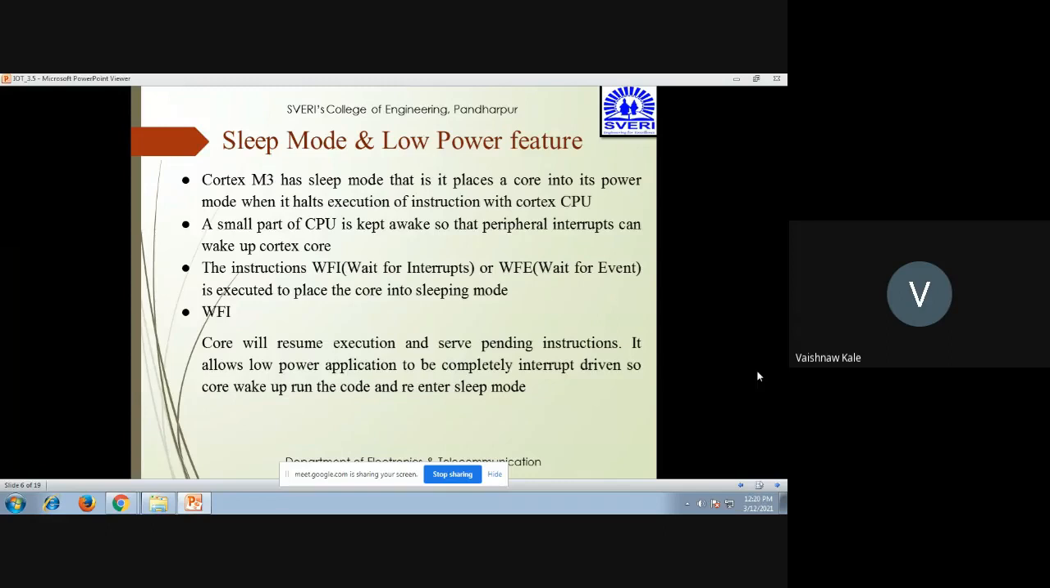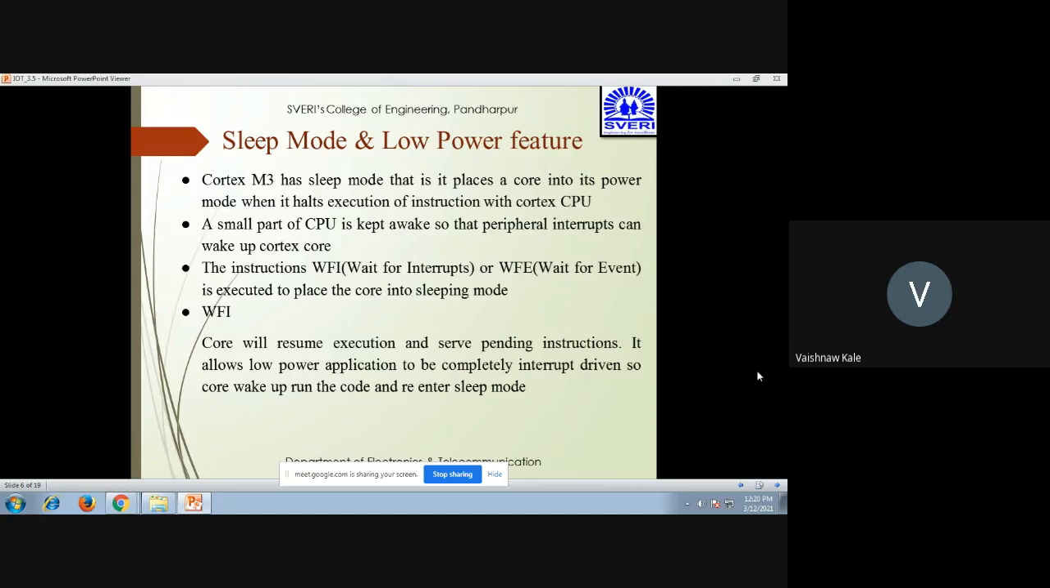Cortex M3 has a sleep mode, that is, it places the core into a low power mode when it halts execution of instructions within the Cortex CPU. So normally when it is running, it is in the power mode. After putting a halt to execution, we can put the CPU into the sleep mode. A small part of the CPU is kept awake so that peripheral interrupts can wake up the Cortex core. So only the peripheral interrupt part is activated, whereas the rest of the parts go into the sleep mode.